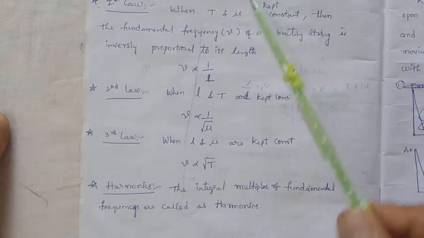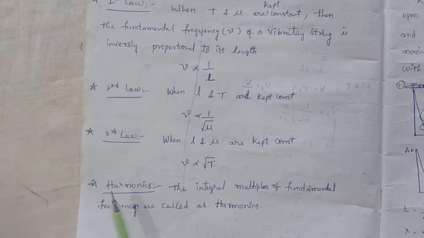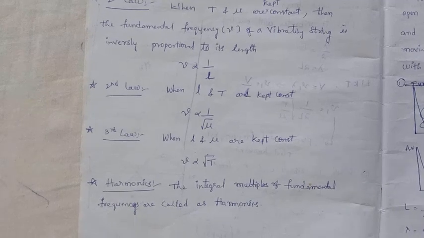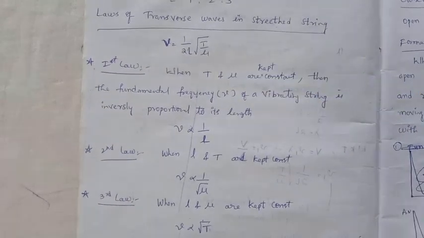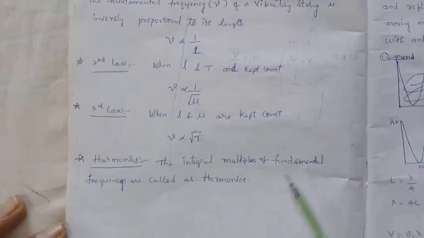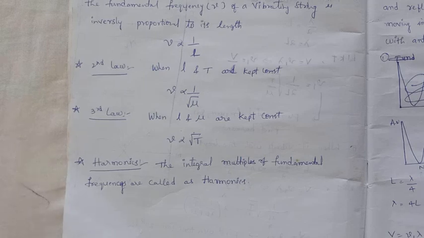First you have to remember this formula. What is the fundamental frequency of the stretched string formula? Nu is equal to 1 by 2L under root of T by mu. Then what are harmonics? Harmonics means integral multiples of the fundamental frequency. Nu 1, nu 2, nu 3 will be in the ratio 1 : 2 : 3, integral multiples of the fundamental frequency, and that is called harmonics.